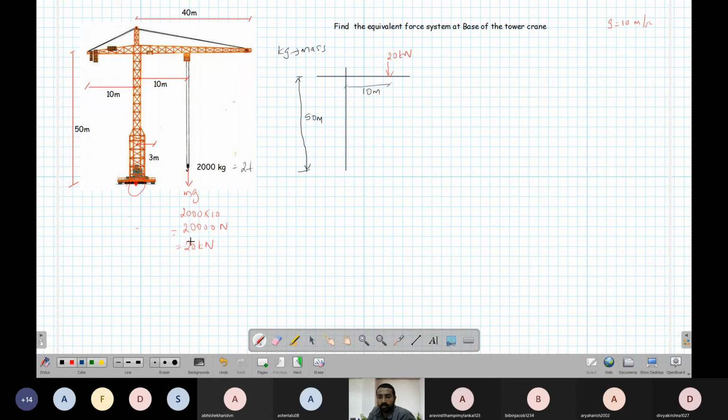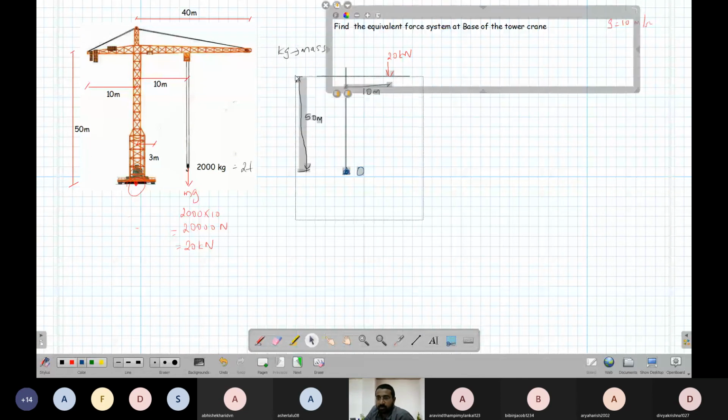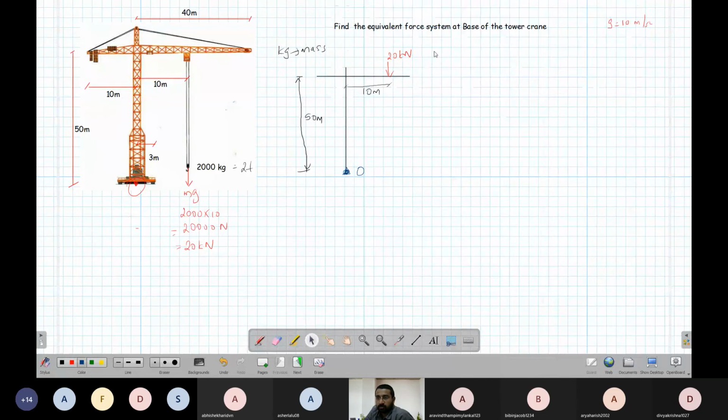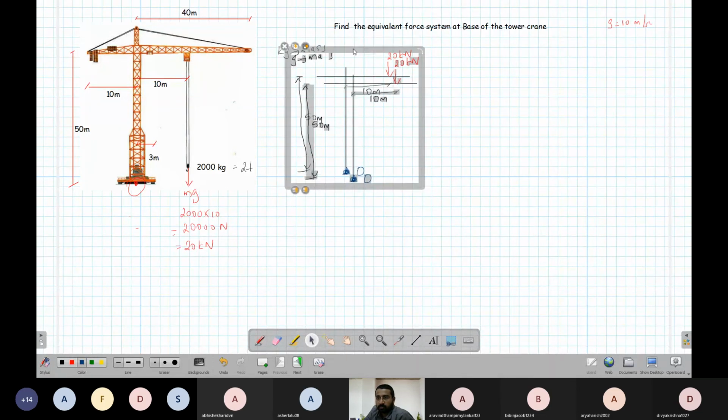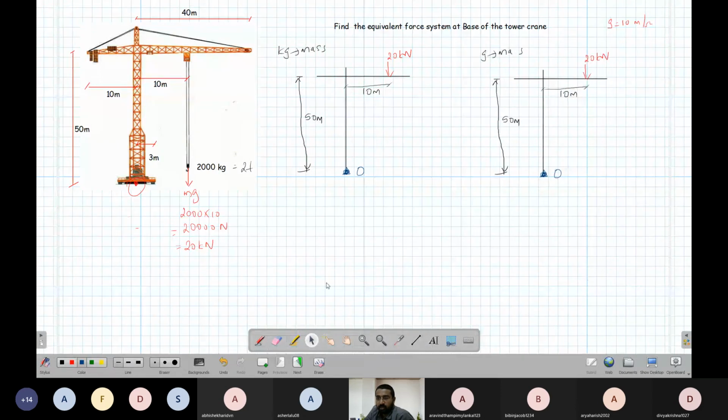What we have to find is the moment of forces with respect to this point. I'll call this point O for origin. So find the force and moment. Basically, we have to shift to an equivalent system. What you're interested in is what will be the equivalent force if I transfer that force to this location. I'll have some forces here. I don't know what the forces are.